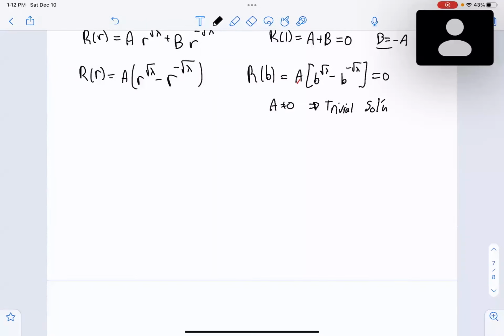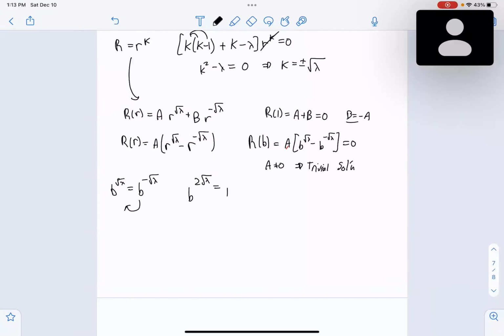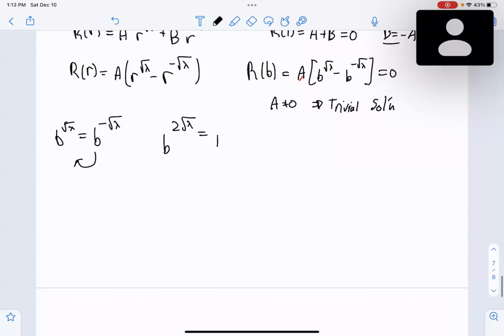By doing that, we get that b to the root lambda is equal to b to the negative root lambda. Bring this to the other side, just divide through. We get b to the 2 root lambda is equal to 1. And this is really where the problem gets interesting. Obviously, all this procedure above is not the most trivial, and it's important to have gone through it before you see it. If you're seeing this for the first time, it's going to seem very weird. That's why the practice is just so important for this class.